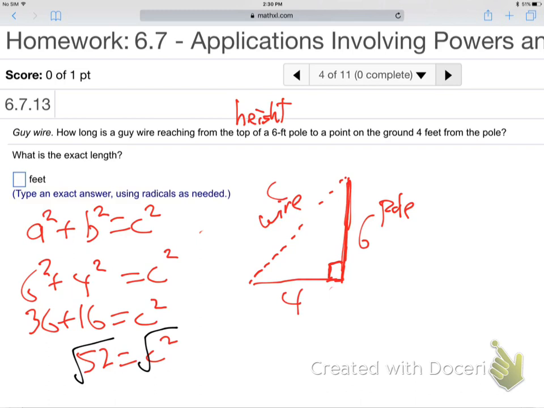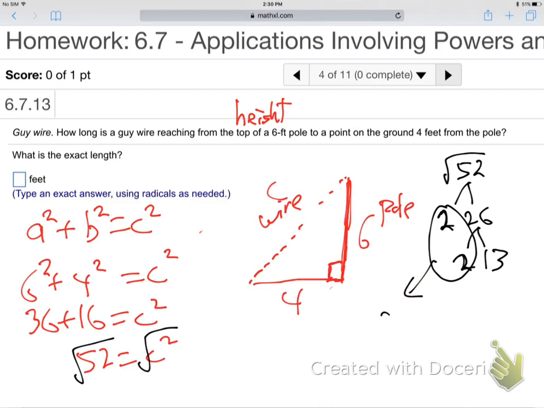Now, root 52, I don't think they'll take root 52. They want us to simplify that. So we've got to clean up root 52. Let me take it over here. Just use your calculator. 2 times 26, 2 times 13. Like that. So two 2's inside leaves one 2 outside. So it's 2 root 13.